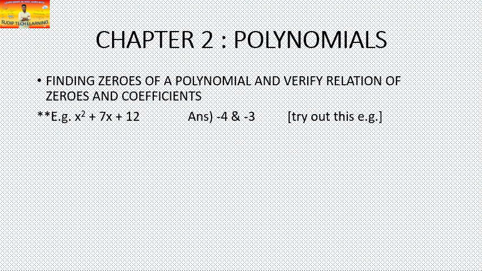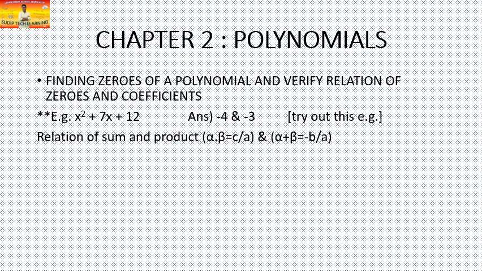Solve, find the zeros. Along with that, there is one more thing that I have asked: verify the relation of zeros and coefficients. What is the relation of zeros and coefficients? Sum and product. Alpha into beta is equal to C by A. Alpha plus beta is equal to minus B by A. Now, what are alpha and beta? Alpha and beta are the zeros of this polynomial, and A, B, C, D are nothing but the coefficients of this. Now, this is again very easy. You have to just substitute and find the answer.